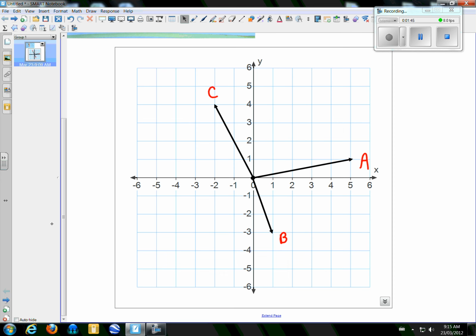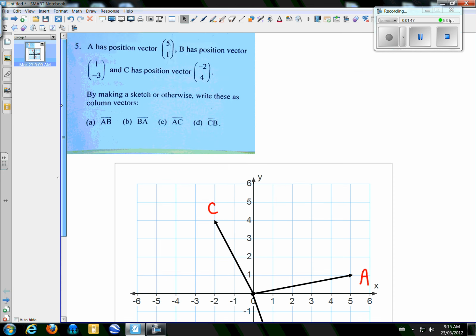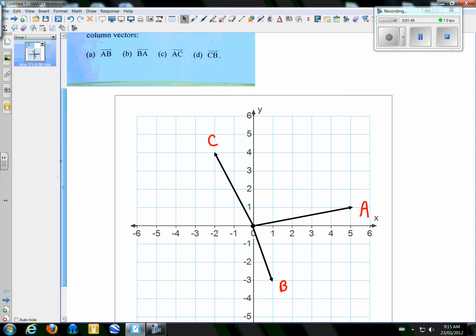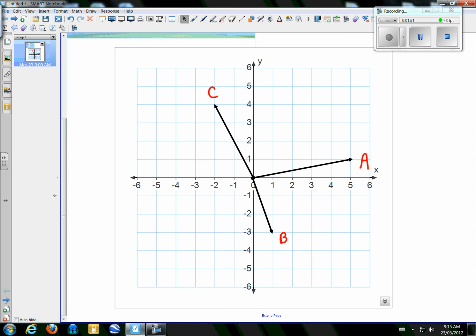So back to the question. Find A to B. Well, how can we go from A to B? Well, let's draw a green line taking us from A to B. Remember, we're starting here at A, and we're going to B. There's a couple of ways of looking at this. So let's just start with the diagram.